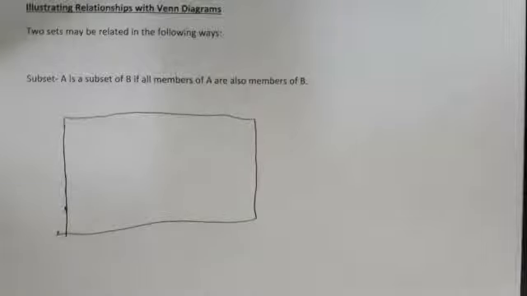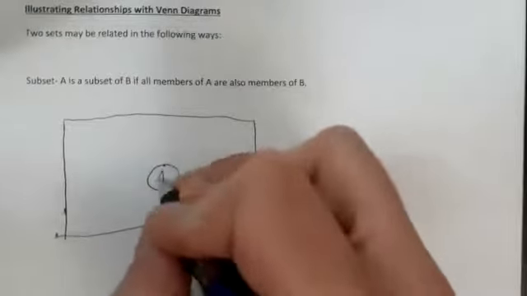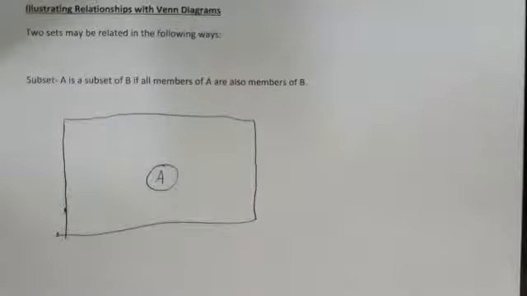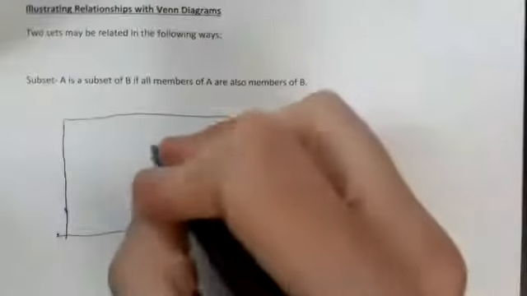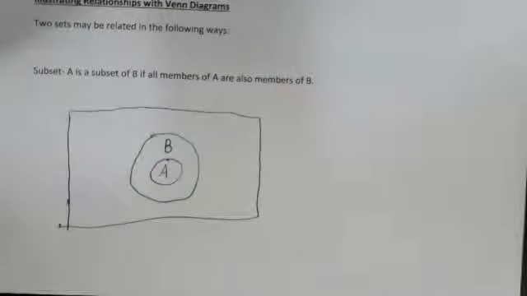A is a subset of B if all members of A are also members of B. So we want to draw circles to represent sets. We want all the members of A to be contained in, or also be members of B. There are just some different colors here. And so this is the sort of Venn diagram we draw for a subset.